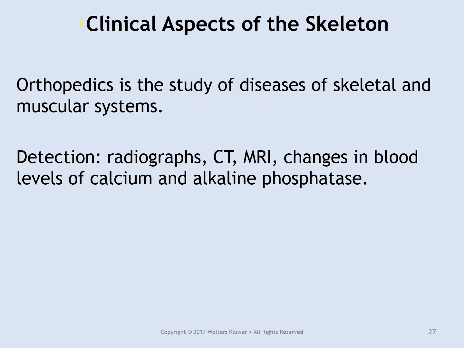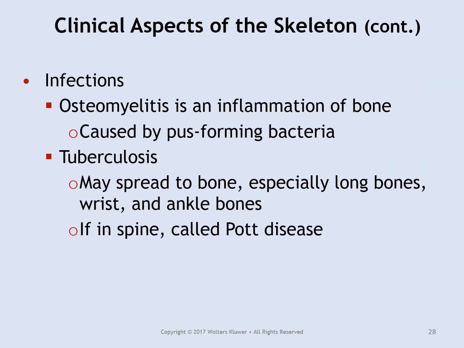Okay, so let's look at some clinical aspects of the skeletal system. Orthopedics is, of course, the study of the skeleton and muscular systems. An infection can set in. Osteomyelitis, again, we see that suffix -itis, or inflammation, formed by bacteria infecting the bone. Tuberculosis is another organism that can get into the bone. And if it gets in the spine, a tubercular infection of the bone is Pott's disease.